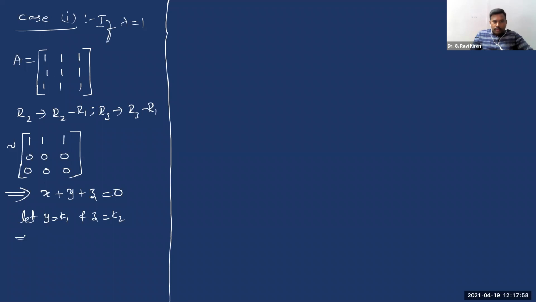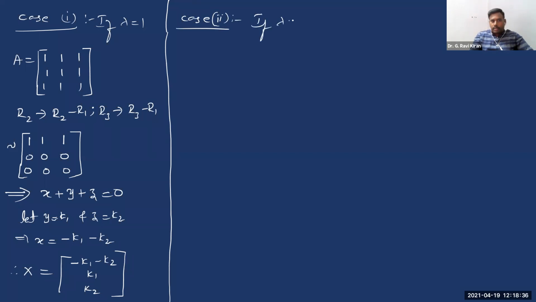So from this, we'll get the value of x: x is minus y minus z, right? So it is minus k1 minus k2. When it is minus k1 minus k2, you can write the final solution. Capital X is equal to minus k1 minus k2, then y is k1, and z is k2. So this is the solution when lambda is equal to 1. You can see for different values of k1 and k2, you will get infinitely many solutions, right? That's one thing. Now let me take the second one, when lambda is minus 2.